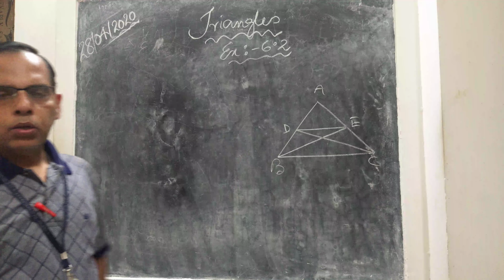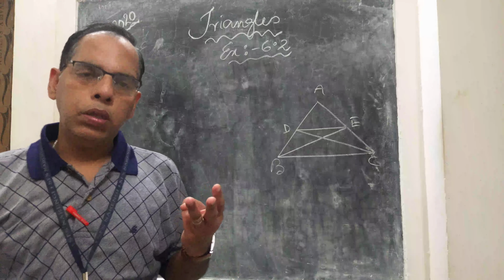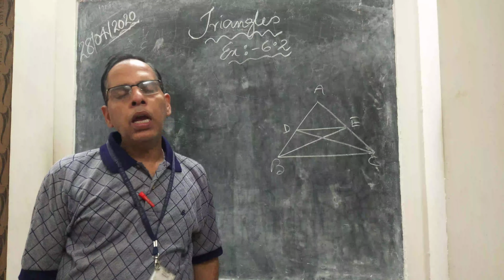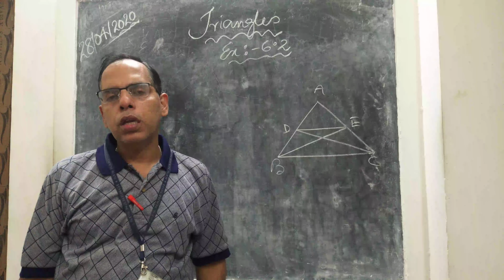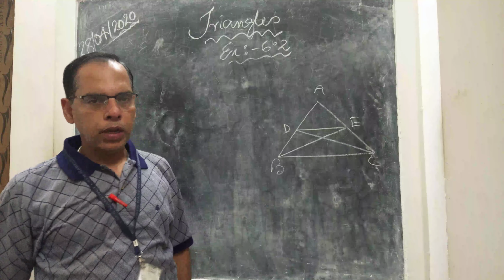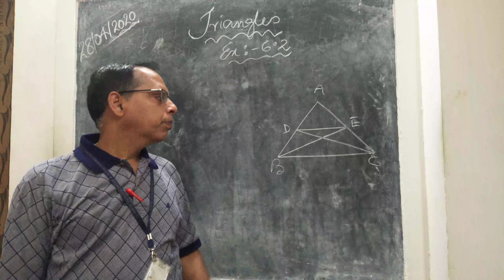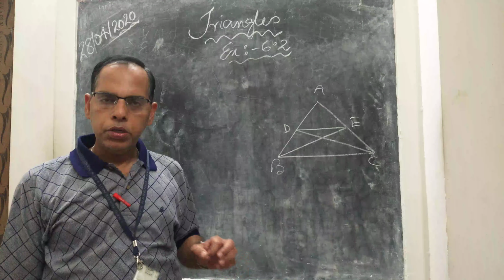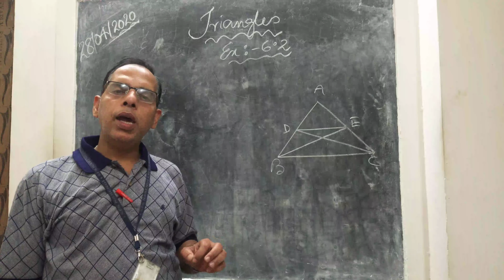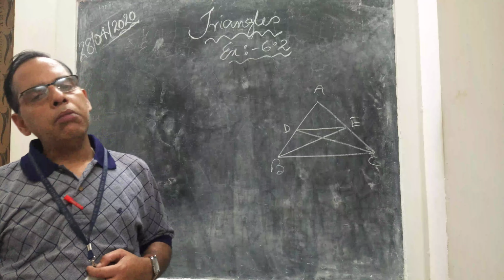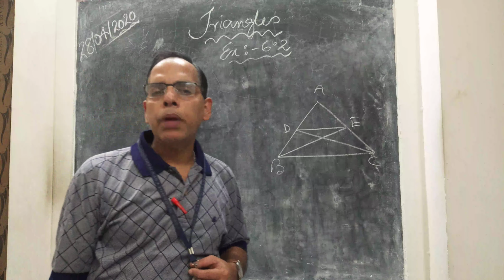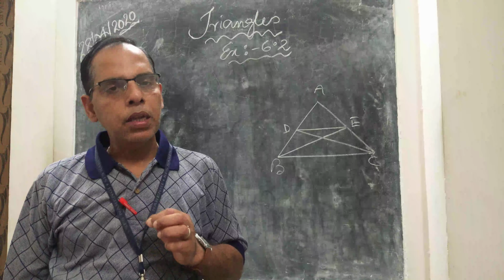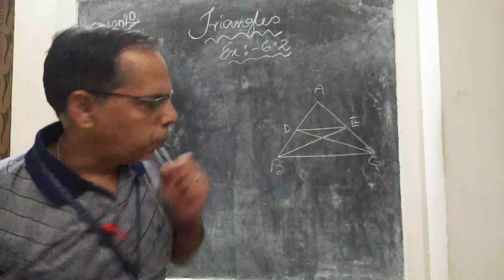So see what I told, actually I used three things. One, that class 9 theorem, that a line passing through the midpoints of two sides of a triangle is parallel to the third side and half of the third side. Next, that area of a triangle equals half into base into altitude. And last one was that triangles standing on the same base and within the same pair of parallel lines have equal areas.